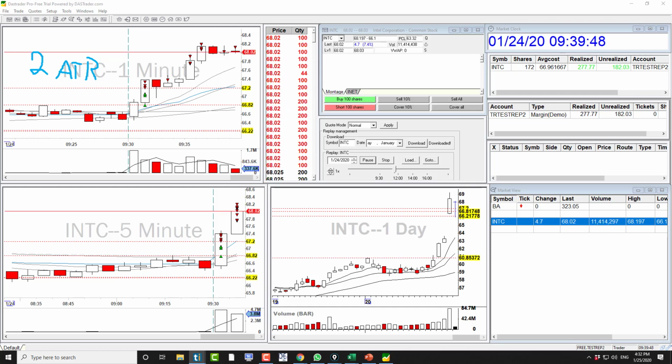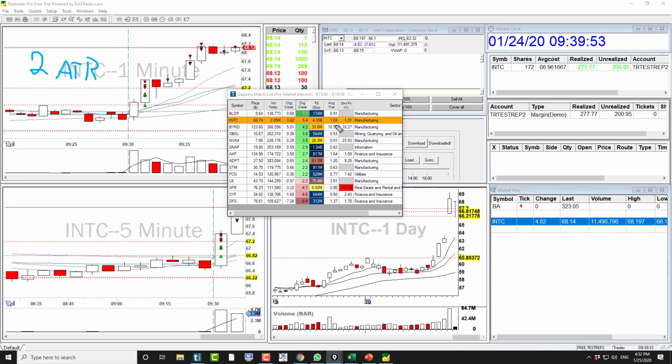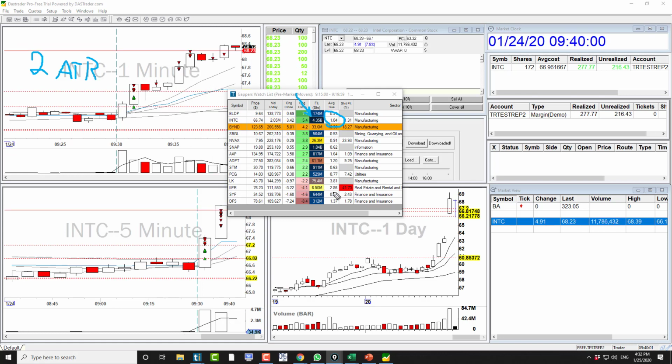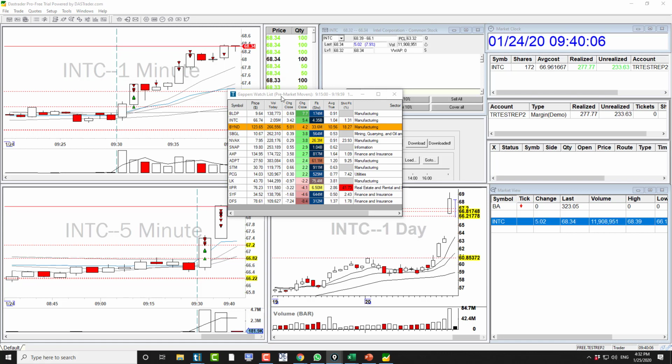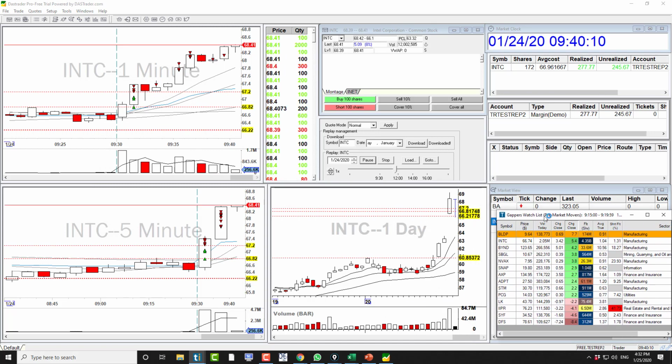If I bring up the gap or watch list for you as an education, the average true range is only $1. Why? Because the float is 4.3 billion shares. So it's not a low float stock like IIPR, where the ATR is $3 because the float is only 6 million shares. So a $1, $2 move on something like Intel or Apple or Facebook, these large float stocks, is a really good thing.